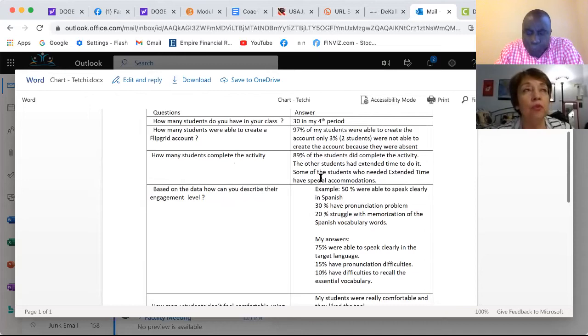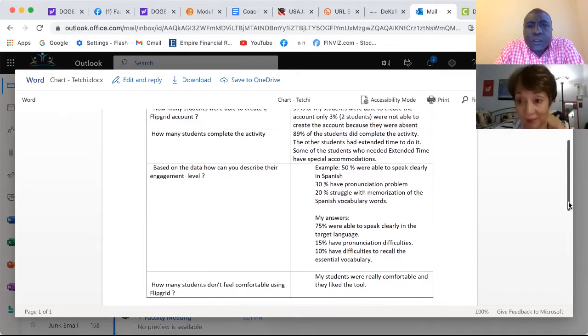I asked them to record it. It's something we were doing in Unit 4, which is related to clothing items. I asked them to describe one picture of one person, whatever they wanted, a famous person or family, and describe what they were wearing. I said a minute and a half is enough. If you don't feel confident or comfortable, you can repeat as many times as you want. And I would say 89% completed the activity in class.